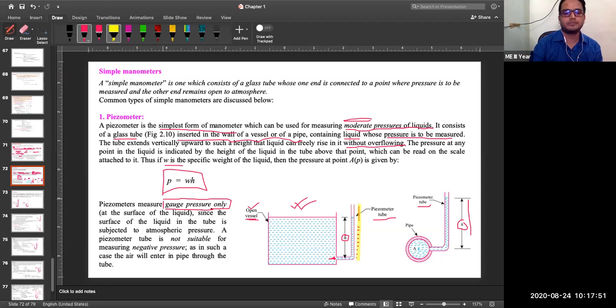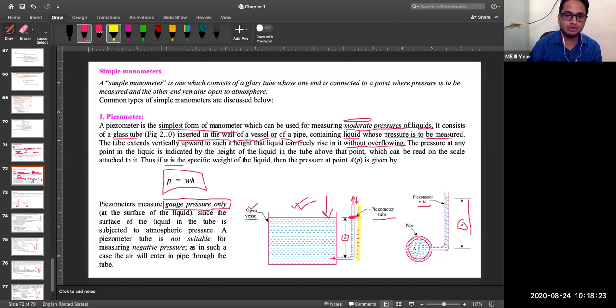Okay, at the surface of the liquid, since the surface of the liquid in the tube is subjected to atmospheric pressure, here it is open to atmosphere. Okay, so some pressure is acting on this surface of the liquid also. Here open surface of liquid is there, so the pressure due to atmosphere is also acting on it. So we are not considering that, because at both the locations we have open surface. Okay, so we are measuring gauge pressure only.